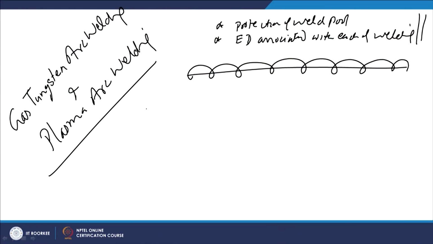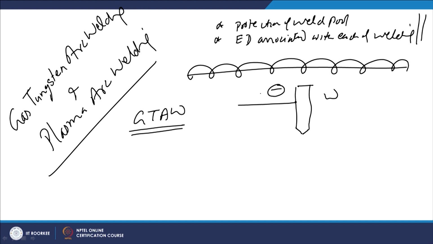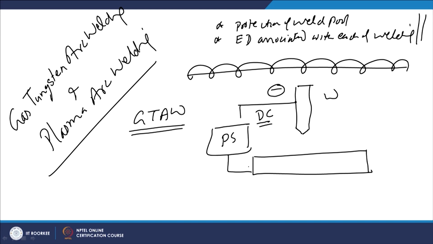As far as these two processes are concerned, first of all we will talk about gas tungsten arc welding, which in short is termed the GTAW process. In this process we use one non-consumable tungsten electrode which is invariably connected to the negative terminal of the power source, and we invariably use DC. However, while depositing non-ferrous metals we can use AC as well. The positive terminal is connected to the workpiece.